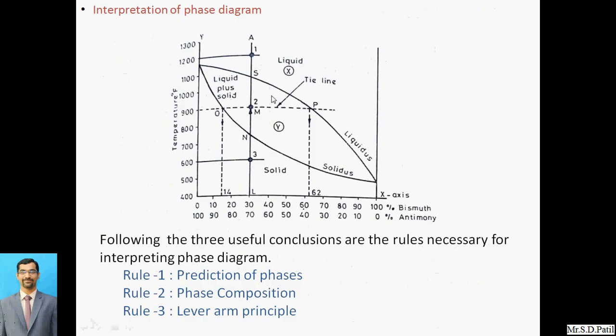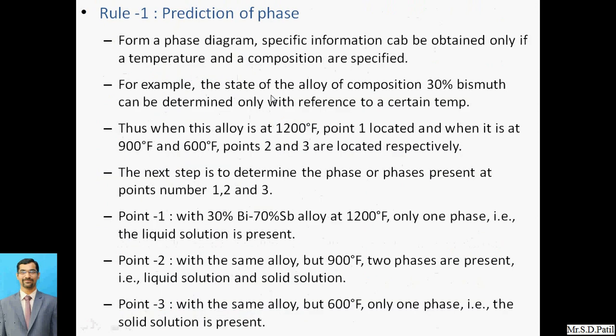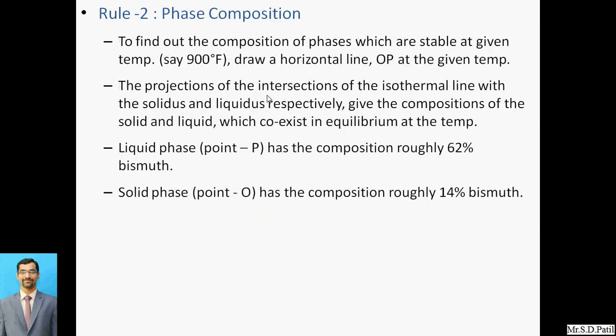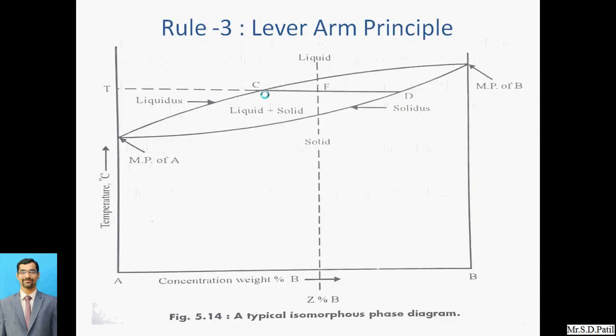Now we will go further with some sort of prediction phase. These are the rules for the different things. One example of bismuth and antimony we will explain in the next lecture. Now this is the lever arm principle. What is the lever arm principle? That we will see in this particular lecture, and then again for the different alloys, how that cooling curve varies for bismuth and antimony, we will see in the next lecture also.